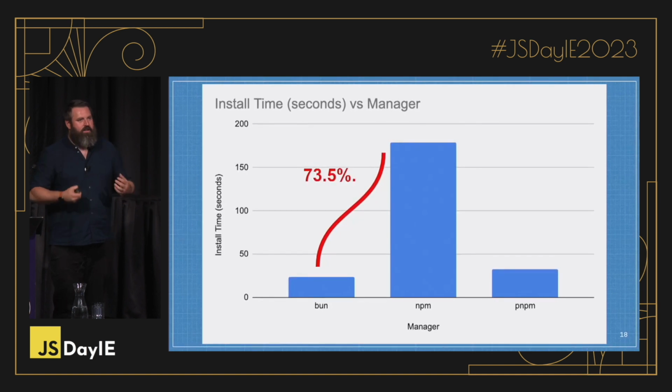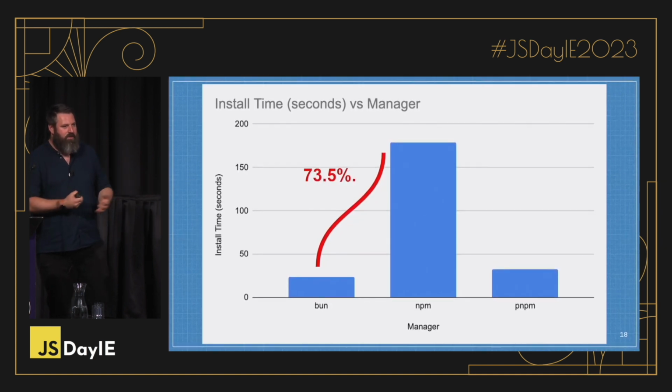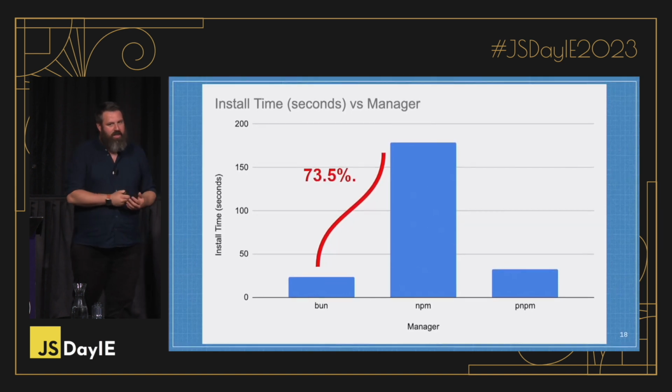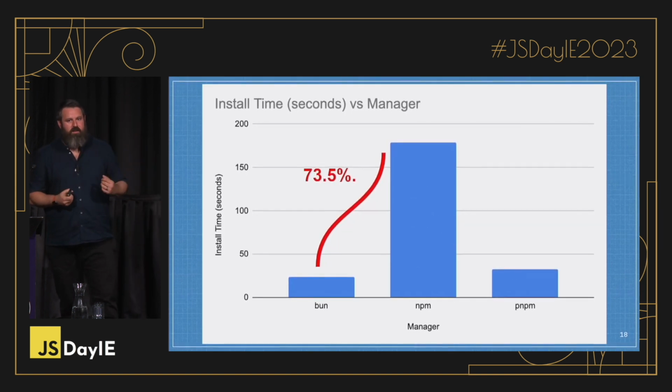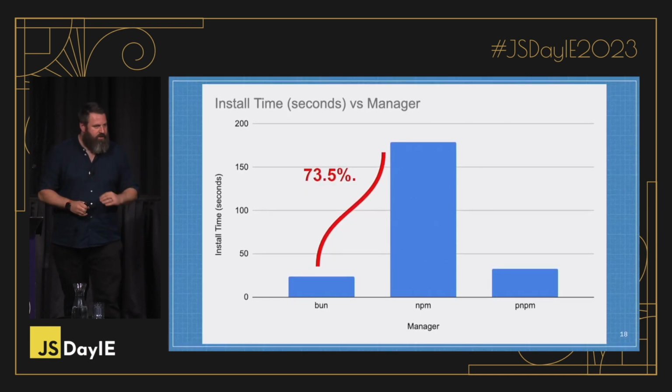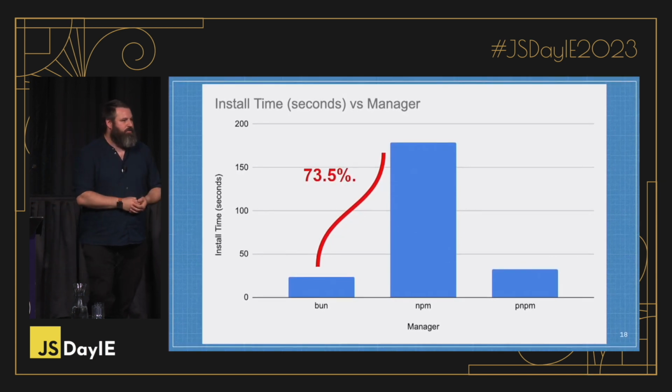And then obviously, to prove Bun is fast, Bun came out on top here. And even if you're comparing Bun against npm, we're looking at a 73.5% time increase just from doing an npm install. And this was a fresh npm install. There were no cached packages. Everything was cleared out on my machine. It was very surprising how fast that came out.